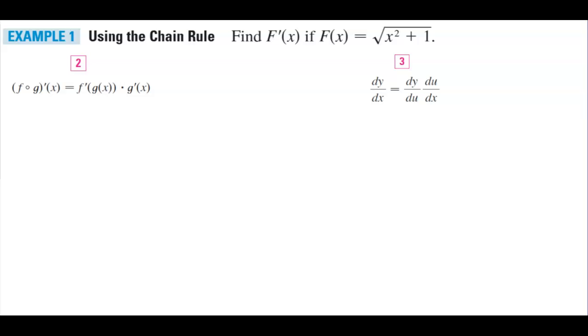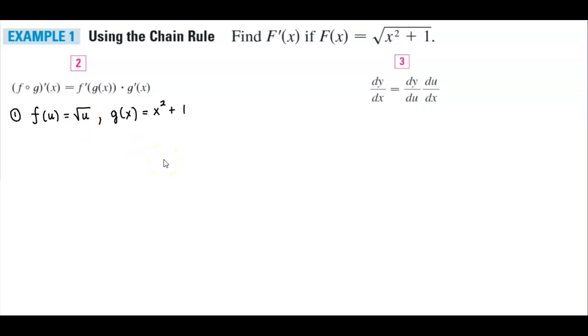That means we're using the composite function, which is f composite g prime of x, which is equal to f prime of g of x times g prime of x. Okay, so we first need to identify, what is the outside function? So we're going to let the outside function represent f of u, which is going to equal the square root of u. And we're going to let g of x represent the inside function, which is x squared plus 1.